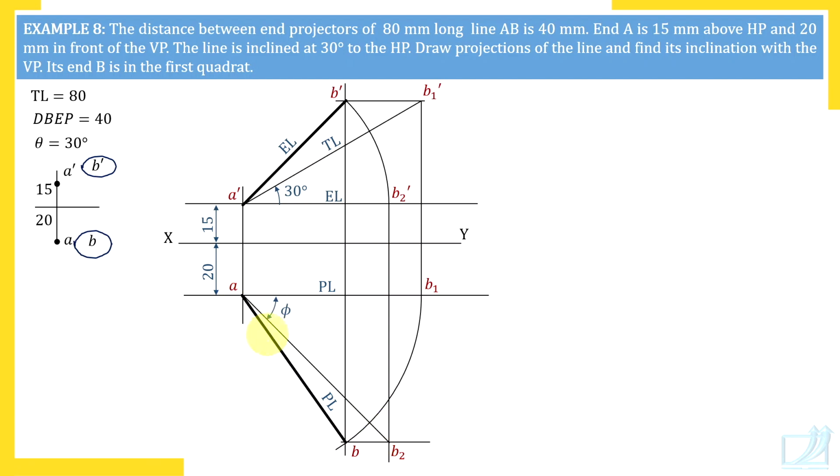Now this is true length in the top view. So top view gives details with respect to VP. So true length it is given. Phi, you measure this angle, you will find it as 45 degrees. You are asked to find phi. In the diagram, only these dimensions are to be inserted: 15, 20, 30 degrees. True length we always mention outside the diagram.